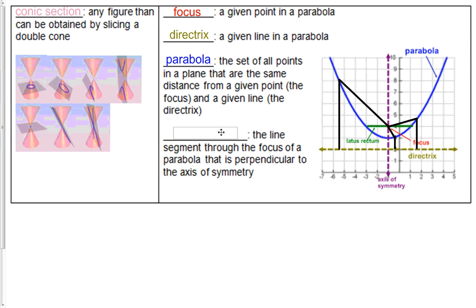Last one here, we have the latus rectum. That's the green line going across. It's the line segment through the focus of a parabola, so it goes through the focus point, and it's perpendicular to the axis of symmetry. So here's your axis of symmetry going up and down. The latus rectum is perpendicular.